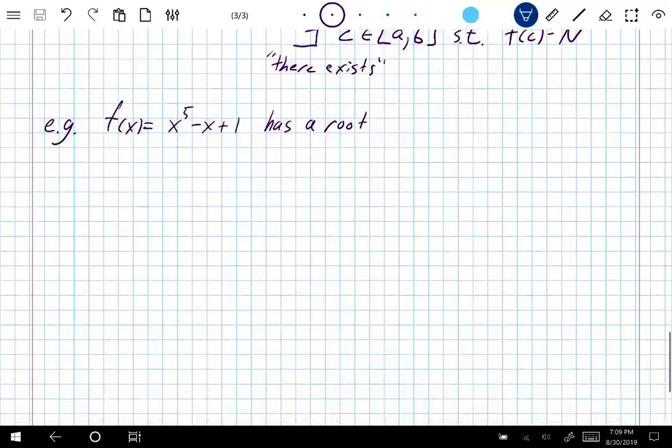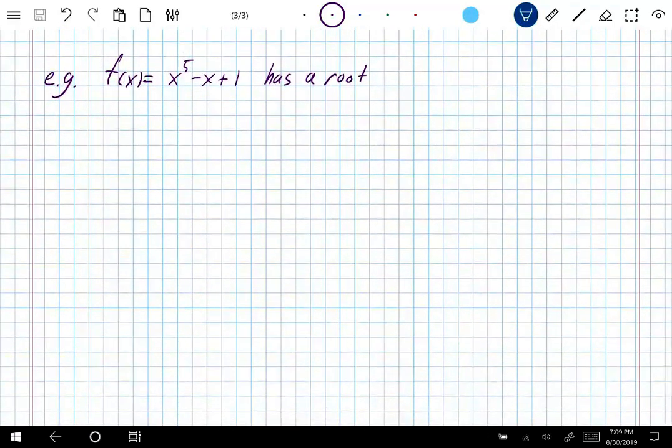Here is an example. Let's just show that this function, x to the 5th minus x plus 1, has a root. Looks simple enough. What does it mean to have a root? This just means that somewhere it equals 0. Right? A root is just a place where that function equals 0. Okay. Well, you might try to solve this, set it equal to 0 and solve. I encourage you to try. I'm quite confident if you do try, you're going to fail.